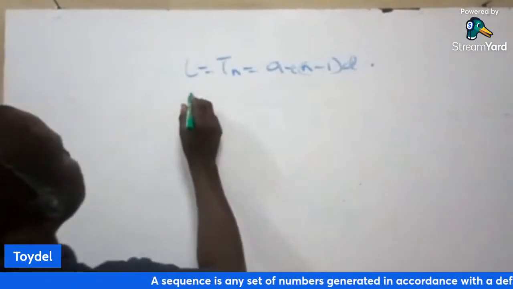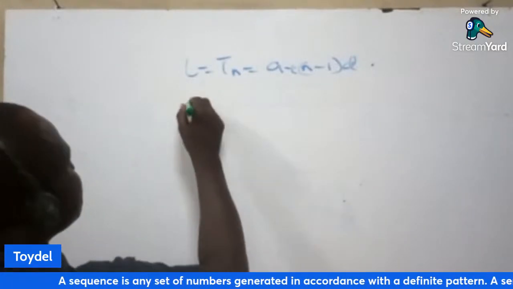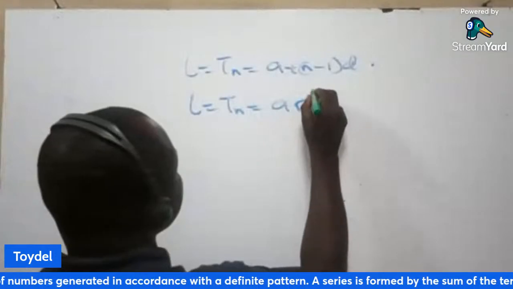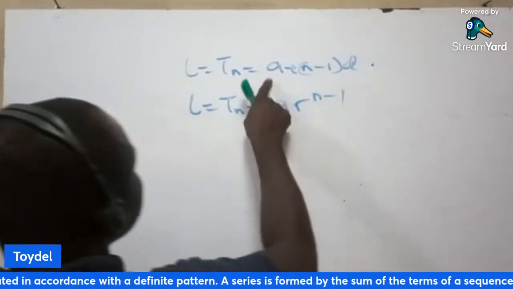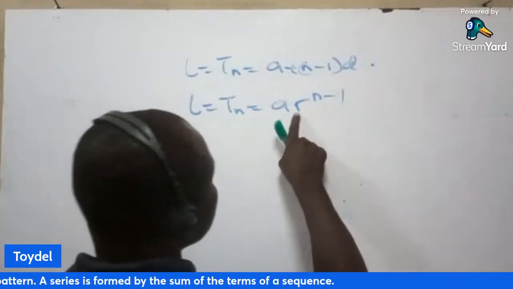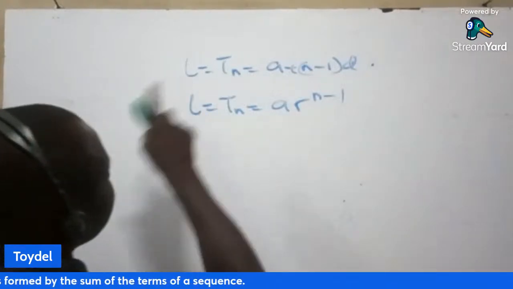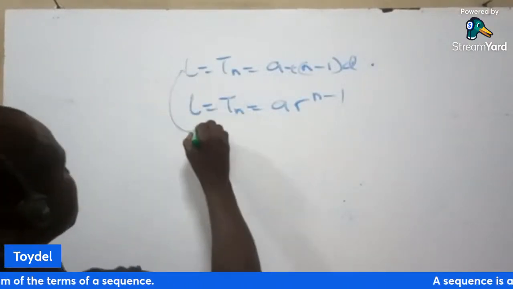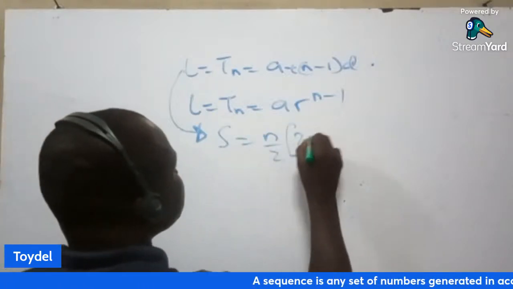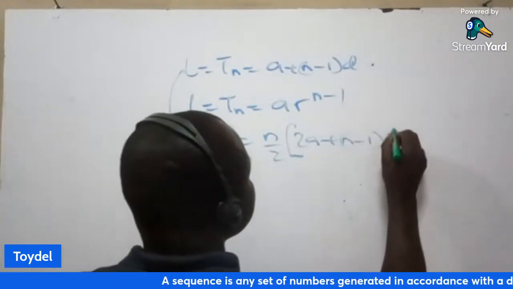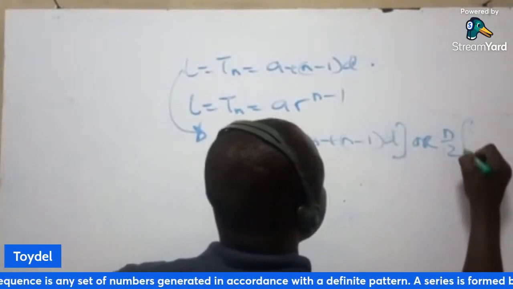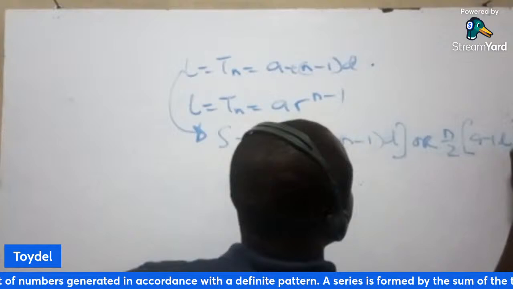Then geometric sequence, or exponential sequence: we said the nth term is given as a into bracket r raised to n minus 1. In a linear sequence we have common difference, but in an exponential sequence we have common ratio. We also talk about the sum of a linear sequence. Under the sum of a linear sequence, we said the sum is equal to n all over 2 into bracket 2a plus n minus 1 d, or n all over 2 into bracket a plus l.